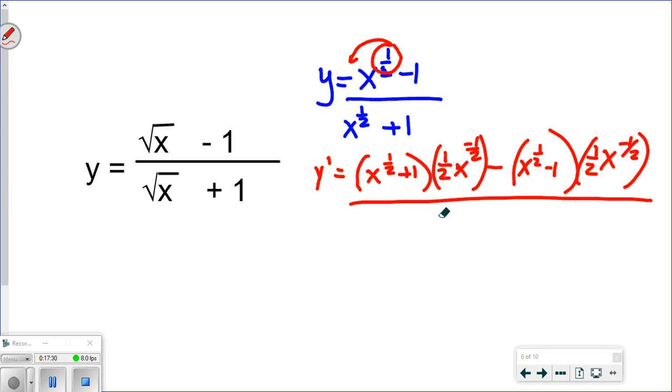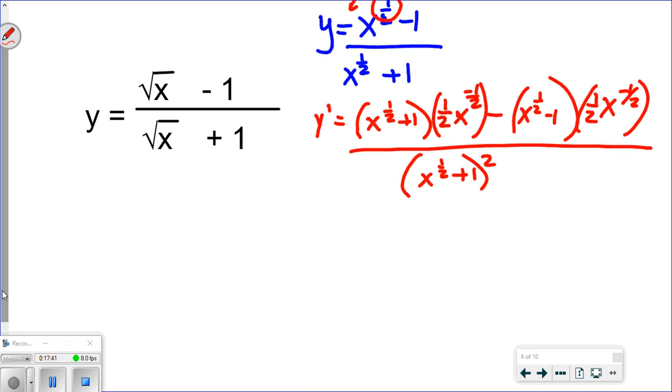Draw a line and square what's below. Alright, so let's see what happens when we start cleaning this up. We know that when we multiply numbers, we add exponents. So this will actually be 1/2, and then x to the 1/2 plus negative 1/2 is 0, so that's actually not there anymore. And then we have 1 times 1/2, so now we have 1/2 x to the negative 1/2. Not too bad.